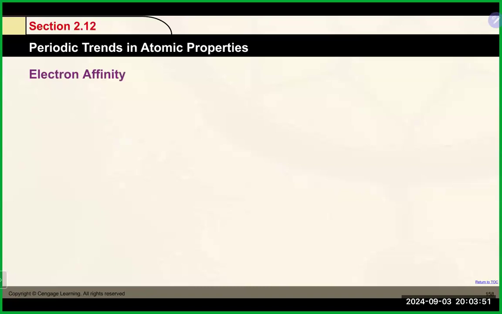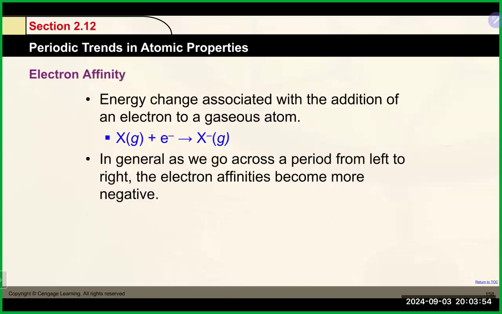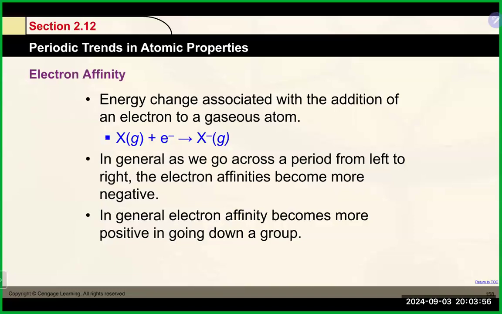Let's talk about another important trend, which is electron affinity. Electron affinity is different than electronegativity, which we'll talk about in a second. Electron affinity is actually the energy change that occurs when somebody gains an electron. If you have an affinity for something, you can think about it like you like it. So we have somebody gaining an electron, becoming negatively charged.